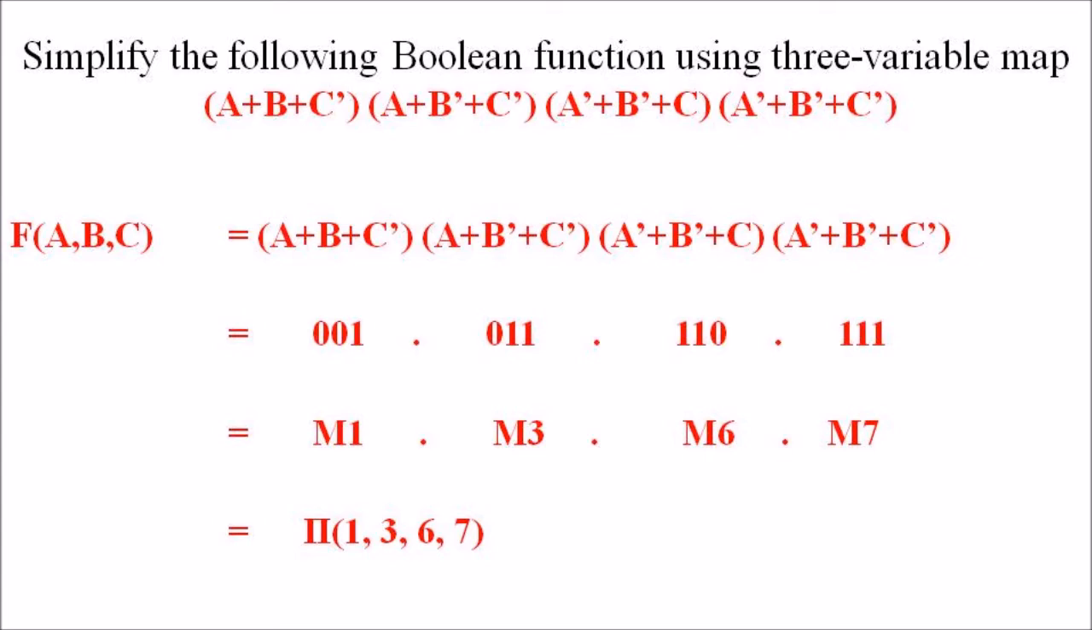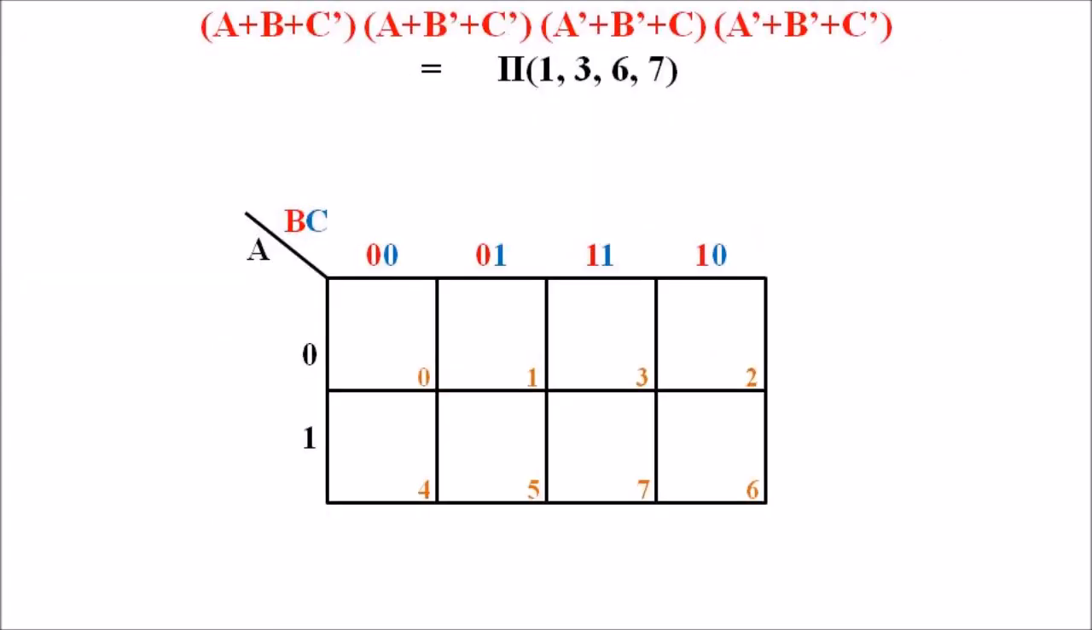As we know, this function has three independent variables. Thus, we have to use a K-map with 2 raised to 3 cells. 2 raised to 3 is equal to an 8-cell K-map, so we are using an 8-cell K-map in this problem solution. In this K-map, we can see 2 rows and 4 columns. The rows represent the variable a and the columns represent the variables b and c.